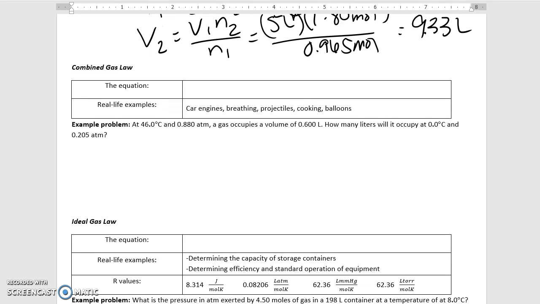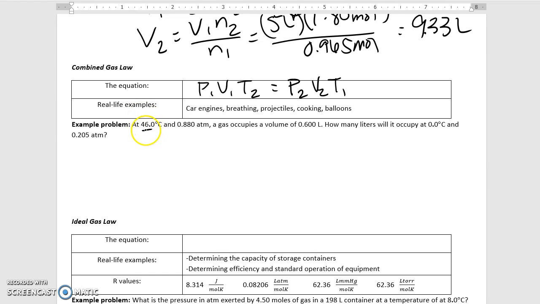All right, so the combined gas law is interesting because it combines 3 different variables. So it combines pressure, volume, and temperature. So you've got P1 V1 over T1 is equal to P2 V2 over T2. Okay? So you're going to see pressure, volume, and temperature in these problems. So we're looking through this.